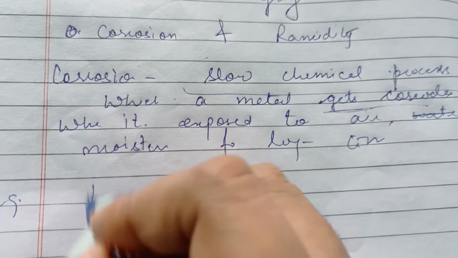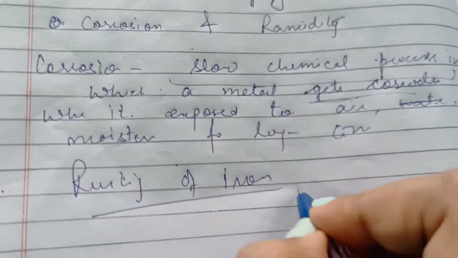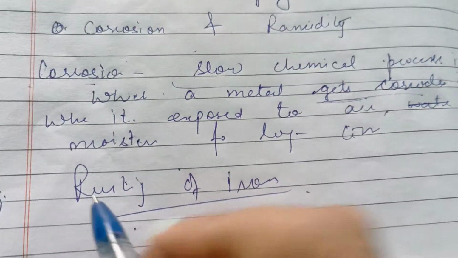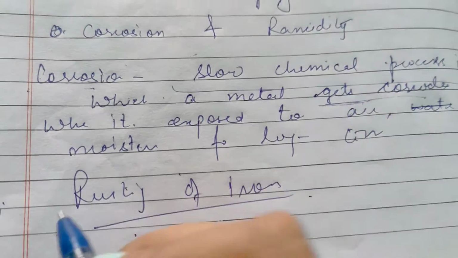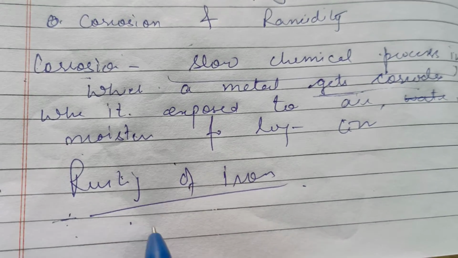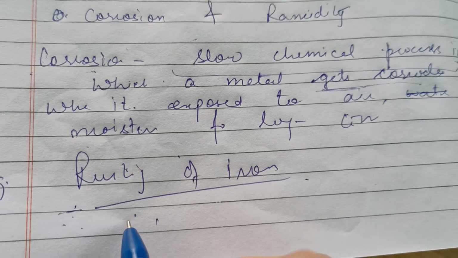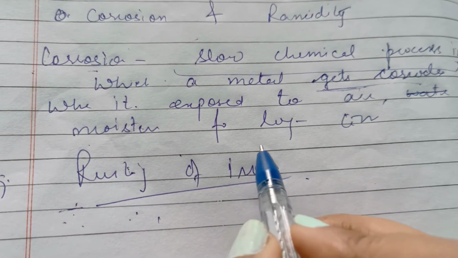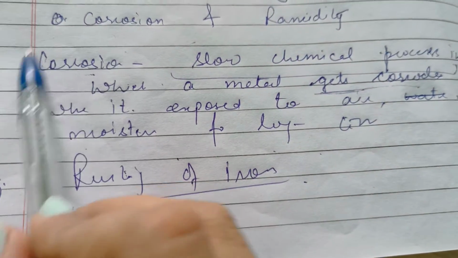The example is rusting of iron. This is an example of corrosion. If we place an iron article in the air or moisture, then what will you observe? After some time, within 2 or 3 months, you will observe rusting on the shiny surface of iron articles. So this is corrosion.